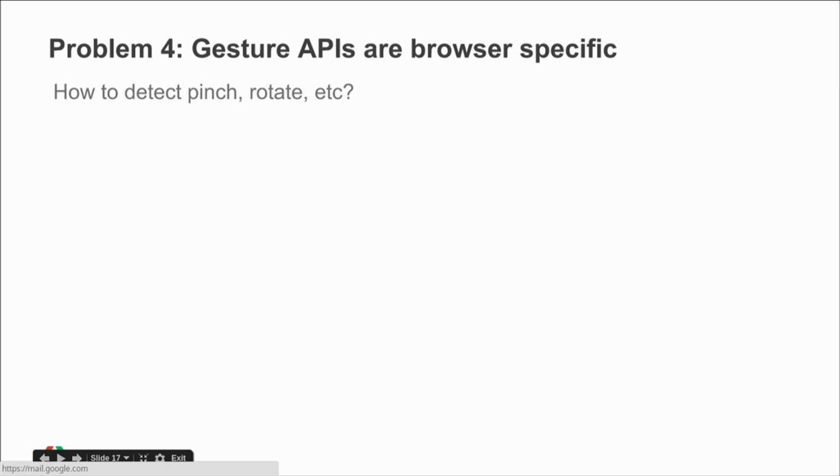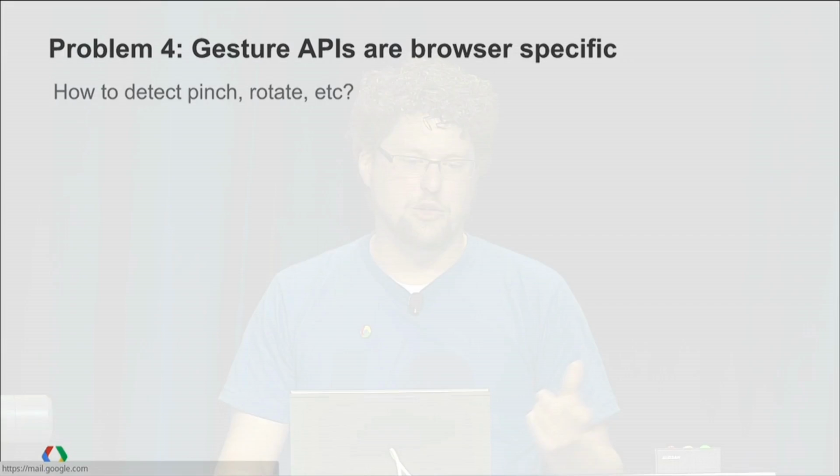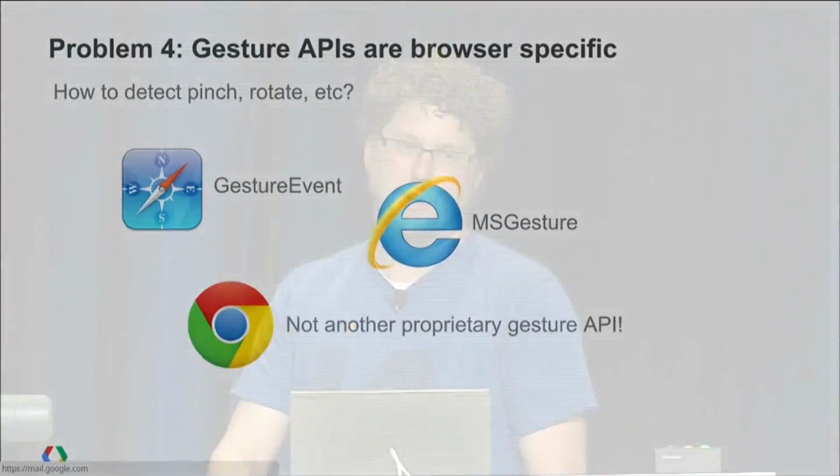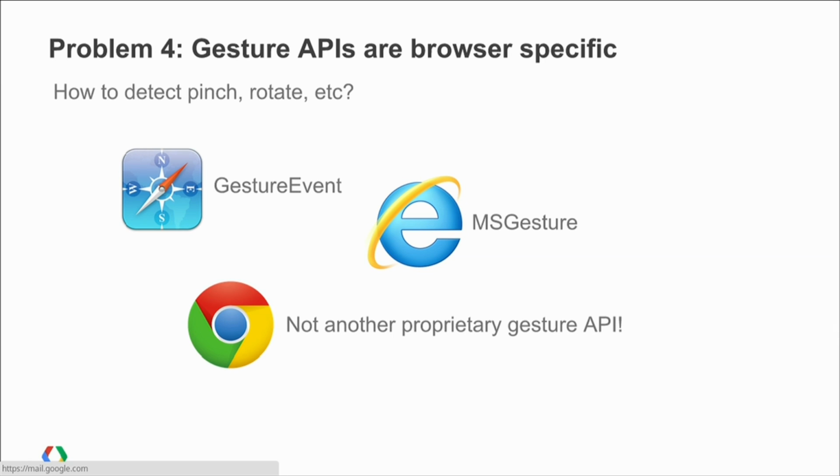OK, another question I get a lot is, how should you recognize more complex gestures like pinch or rotate? Mobile Safari has a proprietary API for this called gesture event. And IE10 has a proprietary API for this called MS gesture event. So in Chrome, we're not going to add another proprietary gesture API. We think proprietary APIs are bad for the web. We'd love to have a standard API that works across all browsers.